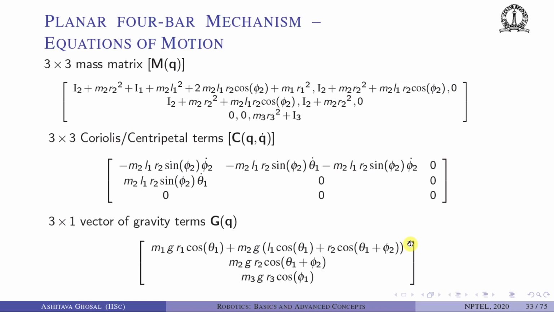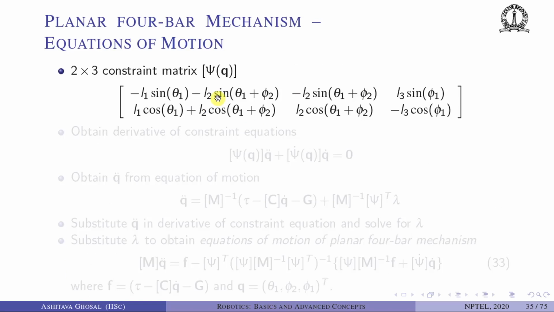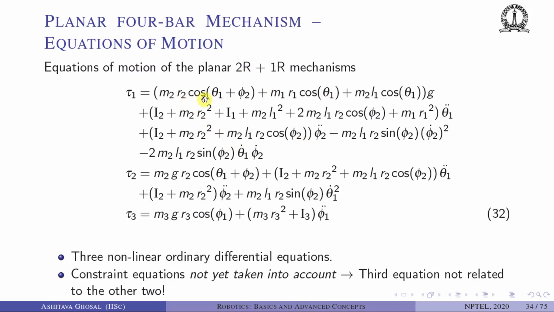Okay, so we can rewrite the equations of motion as tau 1, which is equal to some matrix, which is a function of G, then theta 1 double dot, then phi 2 double dot, and then this Coriolis and centripetal term. Tau 2 can be written as the gravity term, the mass inertia term, which is M times theta double dot, and then the Coriolis centripetal term.